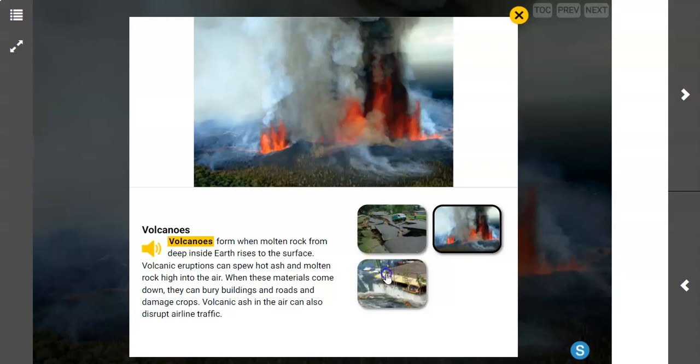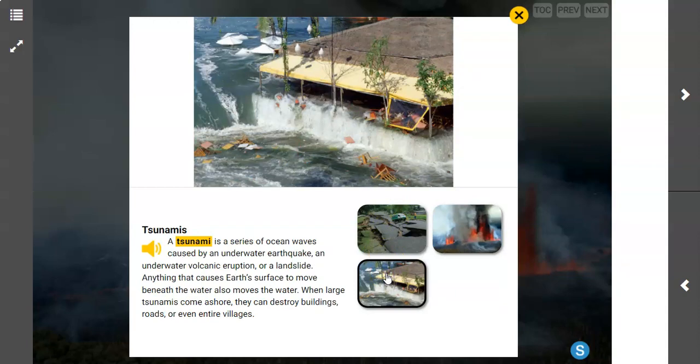Okay? The final one we'll talk about is tsunamis. Again, this is a really interesting picture to look at, but very scary too. Can you imagine being one of the people around this area when this happened? A tsunami is a series of ocean waves caused by an underwater earthquake, an underwater volcanic eruption, or a landslide. Anything that causes Earth's surface to move beneath the water also moves the water. When large tsunamis come ashore, they can destroy buildings, roads, or even entire villages.